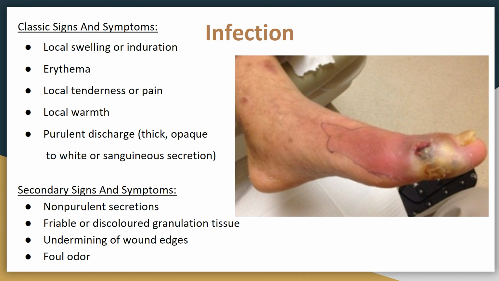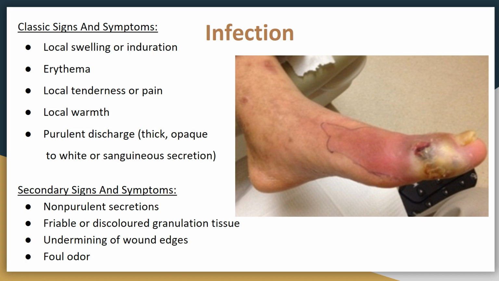It is recommended by the Infectious Diseases Society of America that clinicians should consider the possibility of infection occurring in any foot wound in a patient with diabetes. Evidence of infection generally includes classic signs of inflammation and purulence, being local swelling or induration, erythema, local tenderness or pain, local warmth, and/or purulent discharge, being thick, opaque to white, or sanguineous secretion.